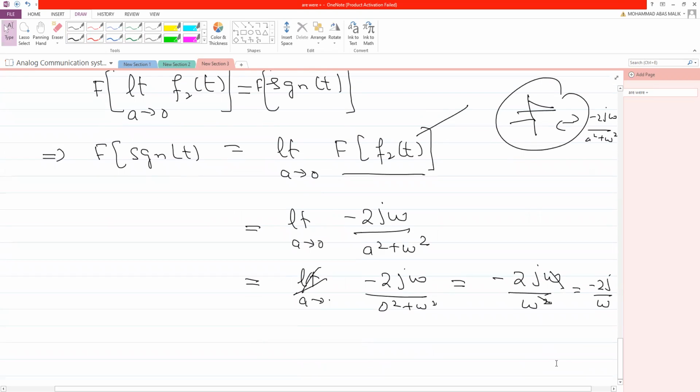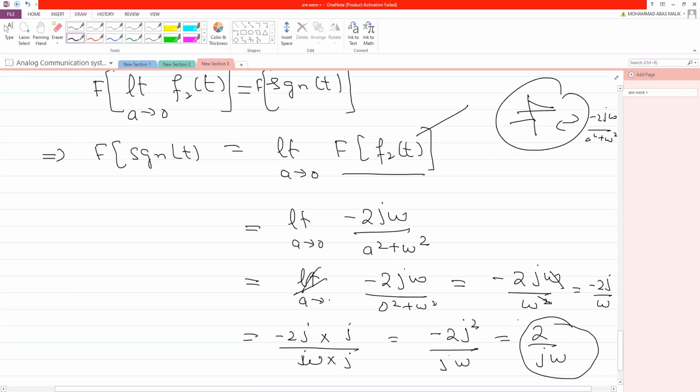Now, if you rationalize this, simply multiply by j: minus 2j into j divided by j omega into j. J square is minus 1, minus and minus is plus, so you have 2 divided by j omega. That is your answer, right?